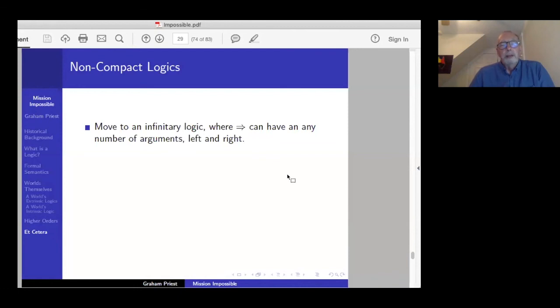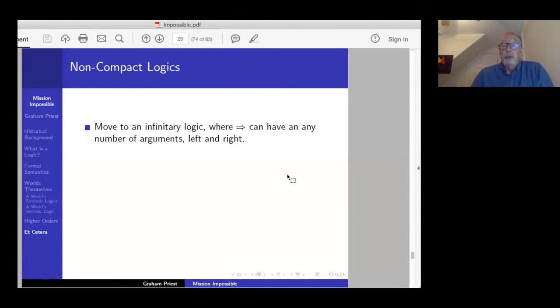I don't know where exactly the line dropped out, but I was talking about how you move to a non-compact logic. And the obvious thing is that you can make the double arrow an infinitary connective. And I was just saying that the double arrow is a multigrade connective. Now, you do meet multigrade stuff in logic sometimes, but normally you meet it in terms of predicates.